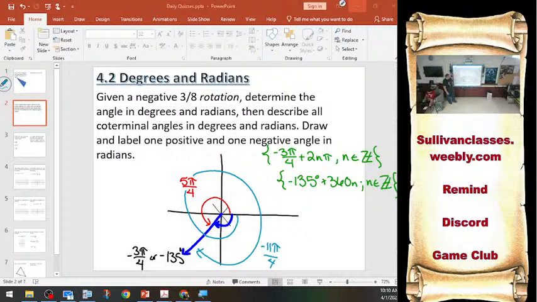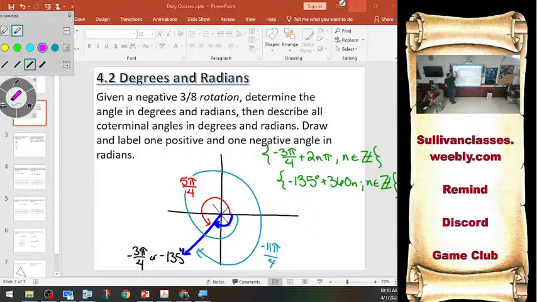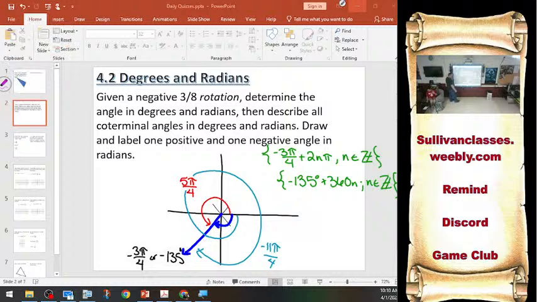There we go. Did you, green, did you have the correct angle?